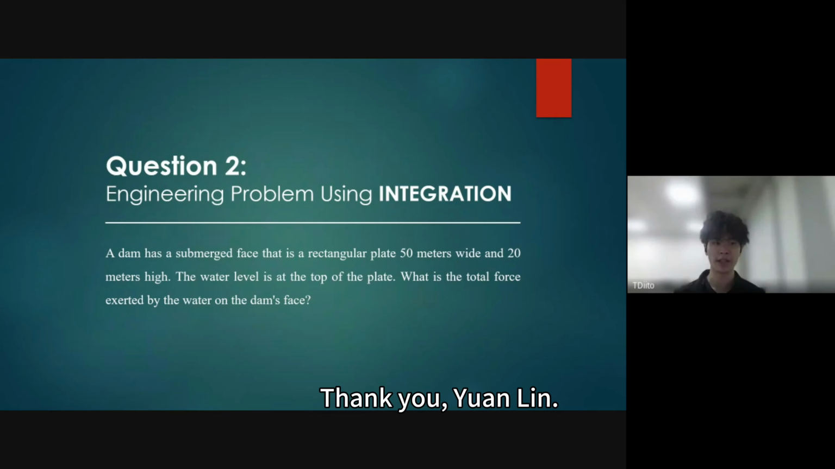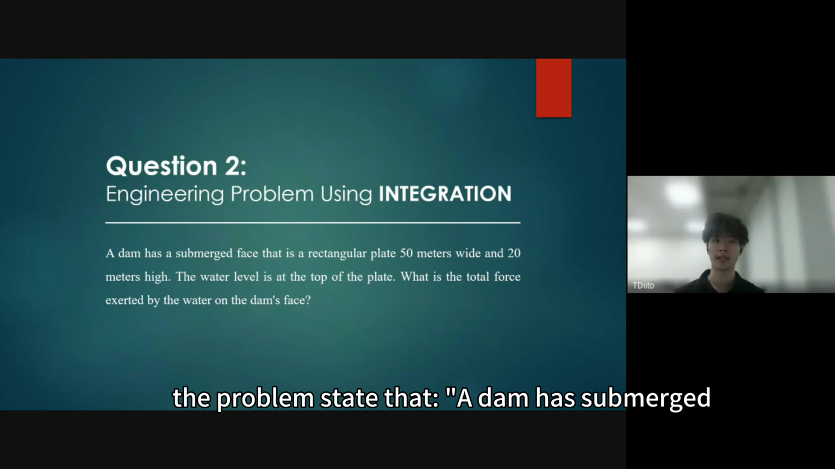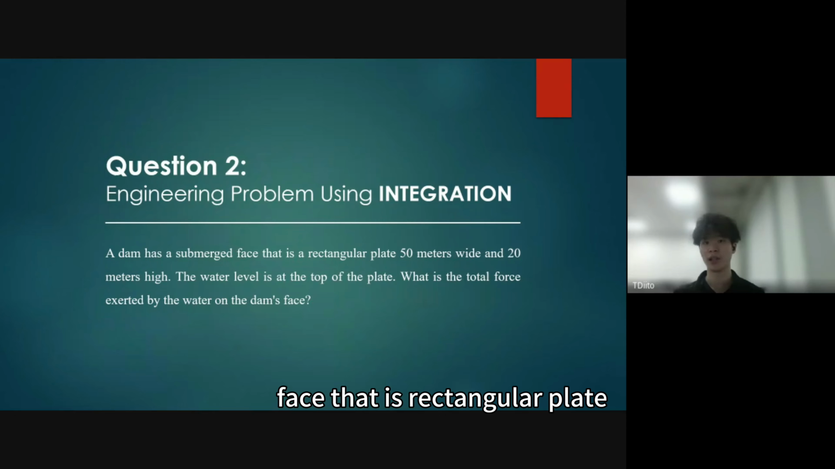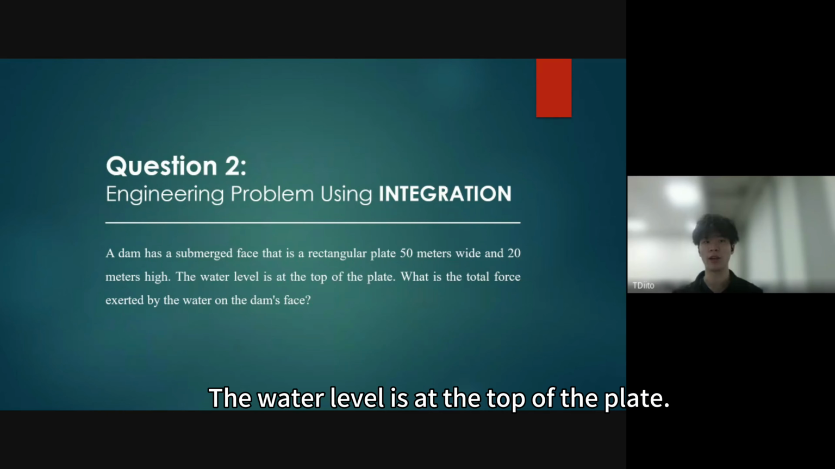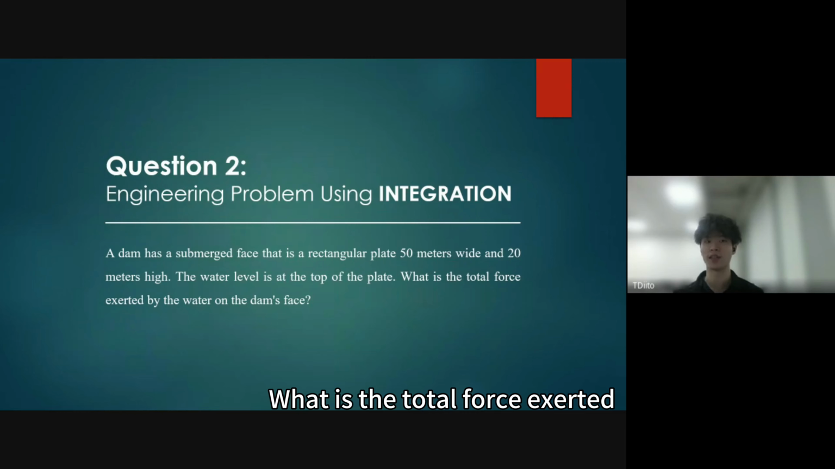Thank you, Yuan Ling. From question 2, the problem states that a dam has a submerged face that is a rectangular plate 50 meters wide and 20 meters high. The water level is at the top of the plate. What is the total force exerted by the water on the dam's face?